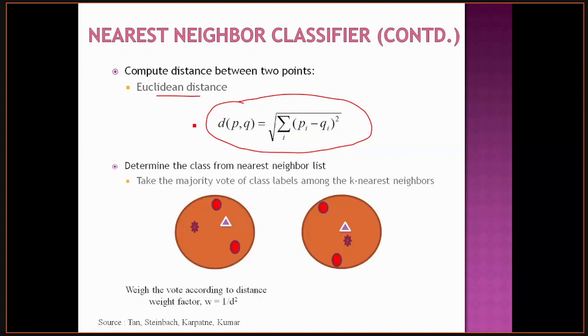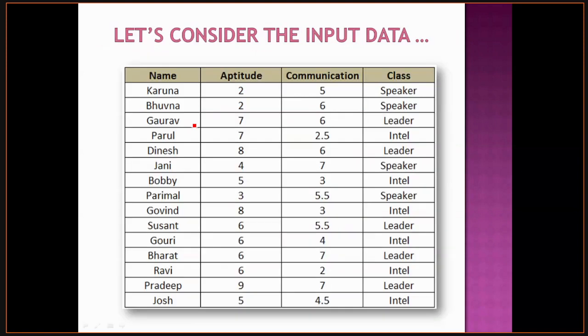Now let's take a look at a particular data. Say for example, I have the data of a few students, and the students have been graded based on certain qualities like communication and aptitude. There is a grade being assigned on a scale of 10. So each of the students has been assigned a grade.